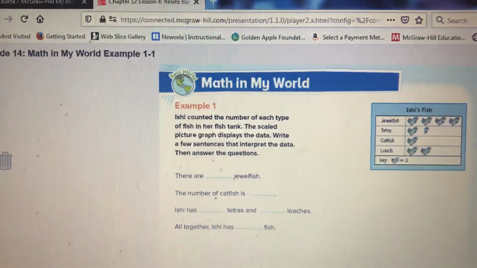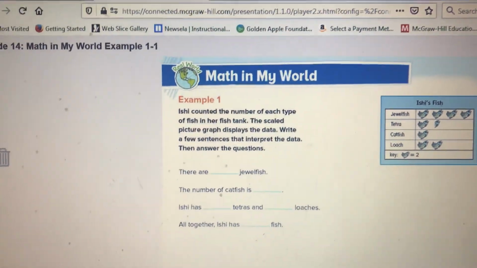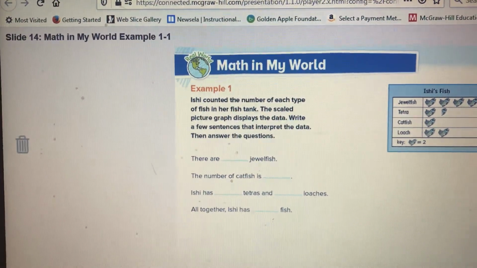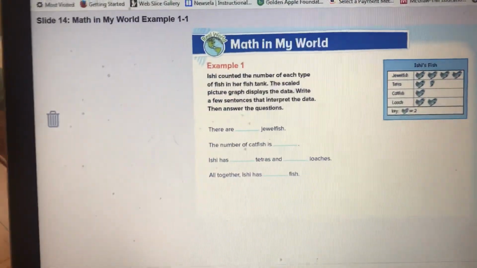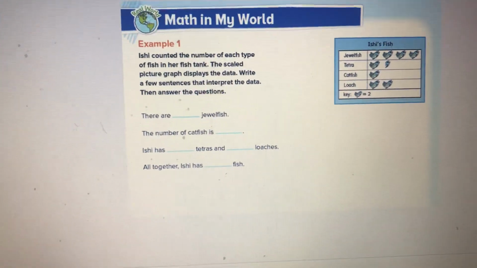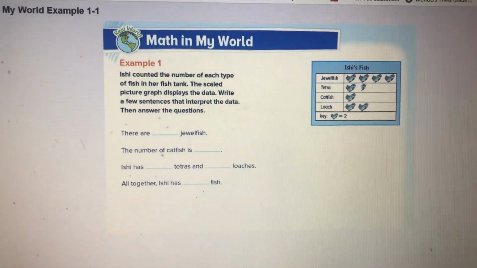We're going to move on today to Chapter 12, Lesson 4. We're actually going to relate bar graphs to scaled picture graphs. So today's a pretty easy lesson too, and I think you guys will be able to follow along just fine. So if you could open up your books to pages 709, 710.